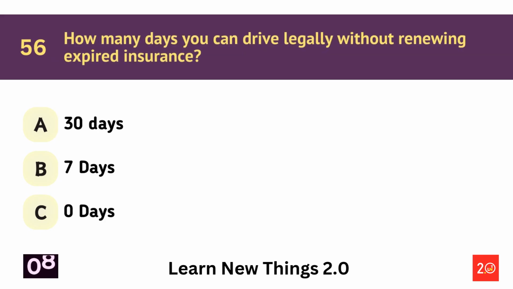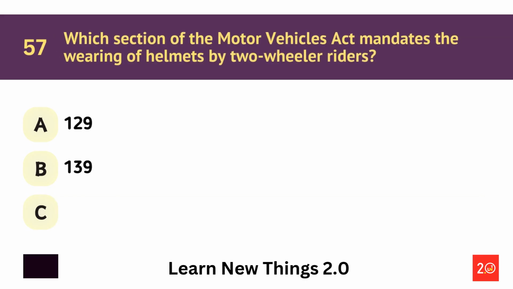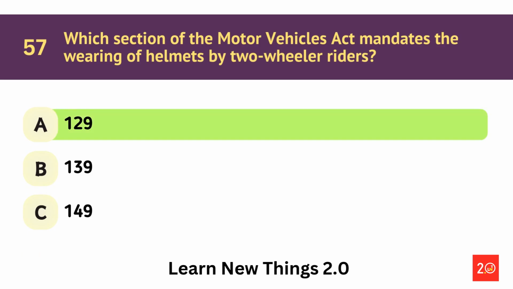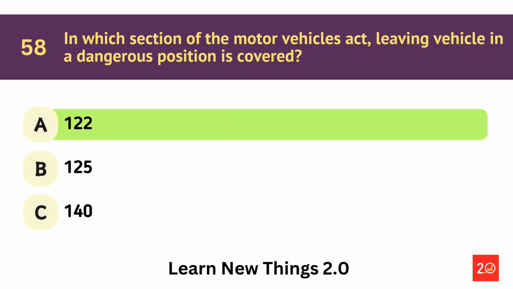How many days you can drive legally without renewing expired insurance? 0 days. Which section of the Motor Vehicles Act mandates the wearing of helmets by two-wheeler riders? 129. In which section of the Motor Vehicles Act leaving a vehicle in a dangerous position is covered? 122.